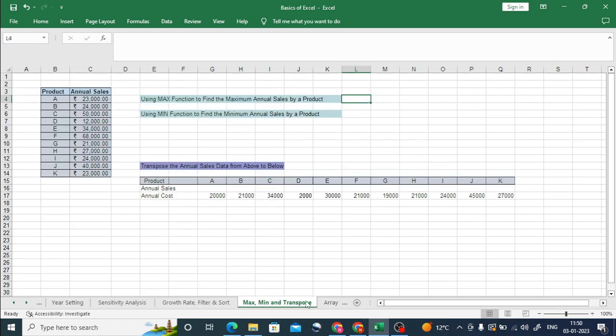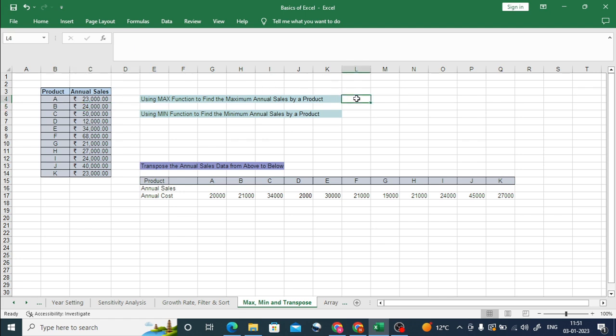Now let's come to the next function, which is max, minimum and transpose. So over here you have the data of the product, and product is product A, product B, product C, and the list goes on. And then you have the sales of the product, which is the annual sales in rupees. Let's say that the product A has the annual sales of 23,000 rupees, and product B has the annual sales of 24,000 rupees.